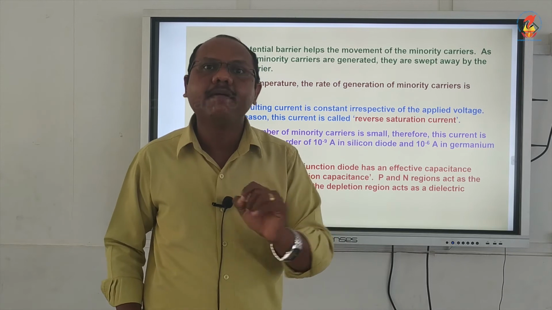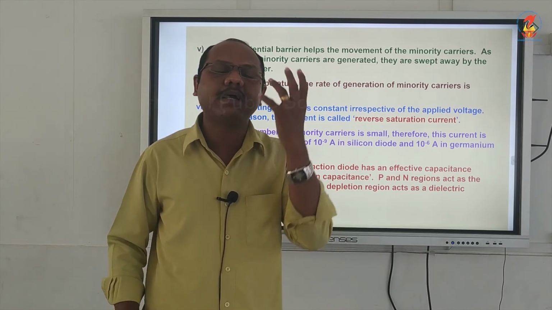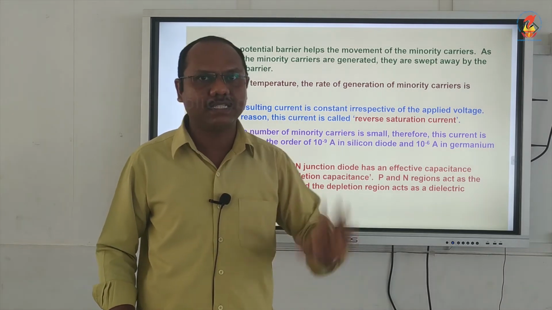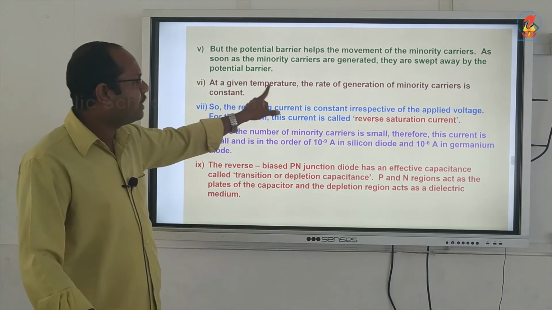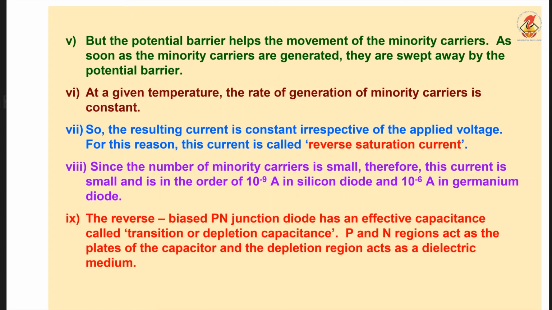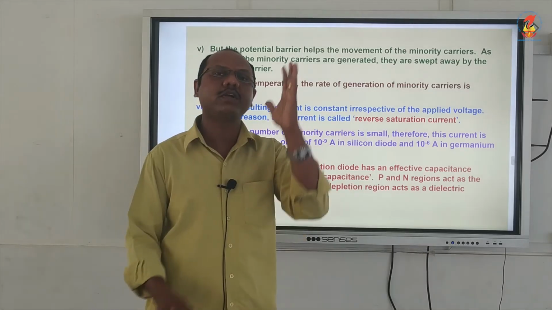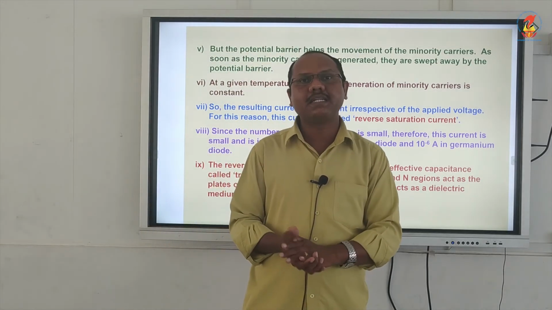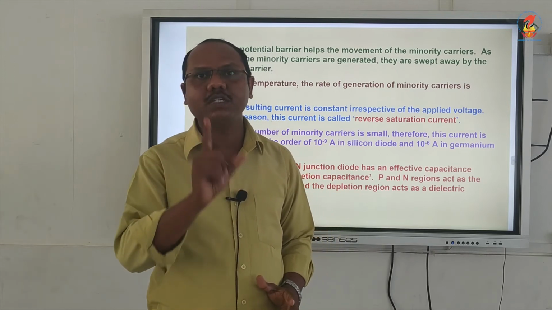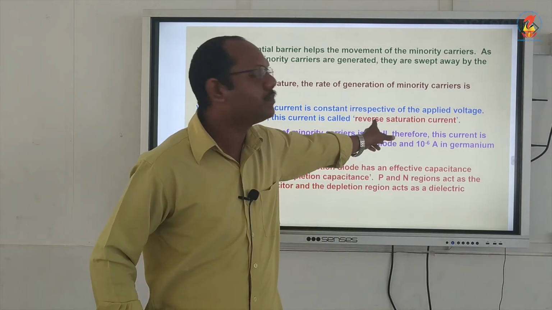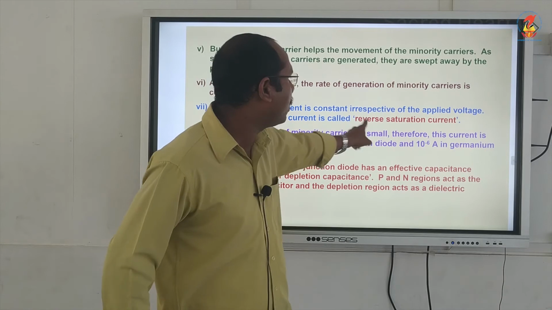Do you know why? Because the amount of minority carrier is constant. It is not changing. That is what I told here. At a given temperature, the rate of generation of minority carriers is constant. The number of minority carriers is constant. As a result, the reverse saturation current is also constant. It does not depend on the applied voltage. That is why we call it reverse saturation current.